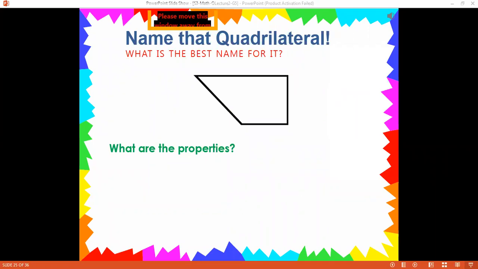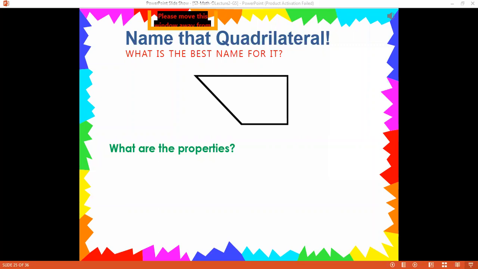Hey, do we have 4 equal sides? Are all the sides equal? No. Are all the angles right? No. Are all the sides parallel to each other? The opposite sides, are they parallel to each other? Yes. So what do you think this is?